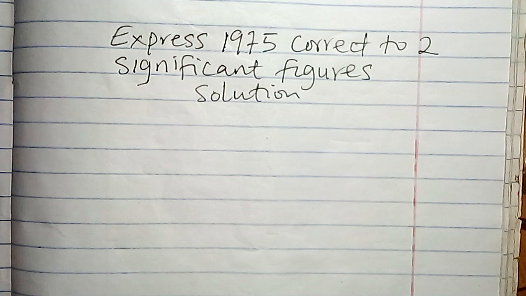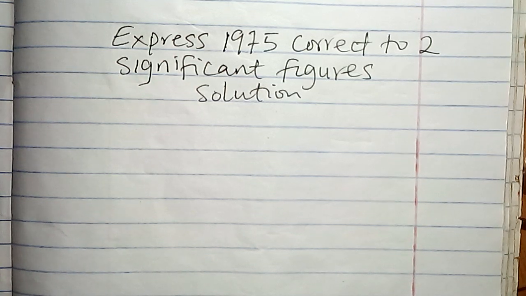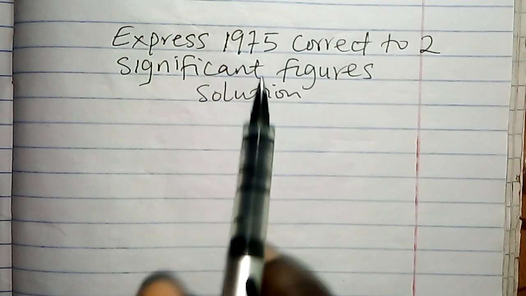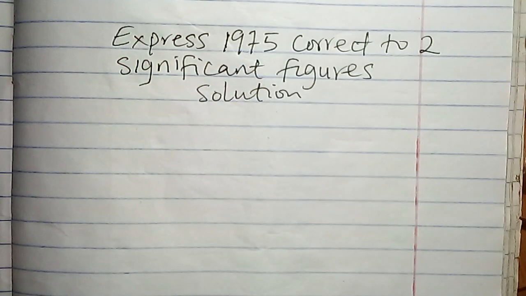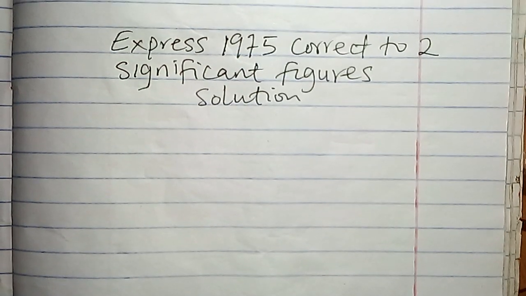Alright, first thing we are going to look out for is the number that is given. Is it in thousand, is it in hundred, or is it in millions? What we can see right now is that it is in thousand, so we have to maintain the size even after writing to two significant figures. That's the first thing we need to take note of.